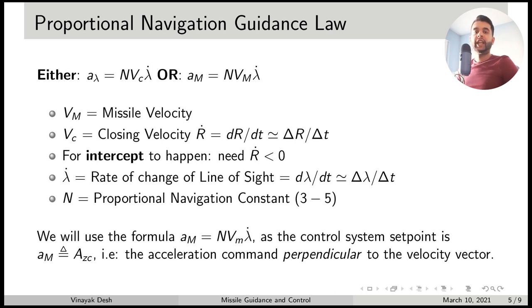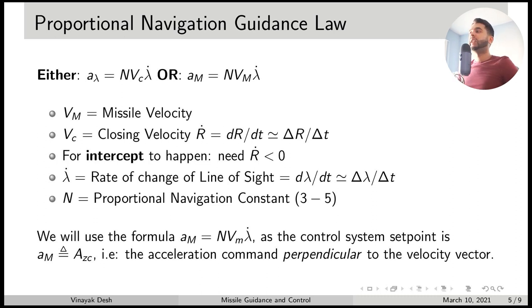Lambda dot is the rate of change of the line of sight. So you just get the line of sight and take its derivative. It will be decreasing or increasing. This can be based on your geometry and when the missile is fired.